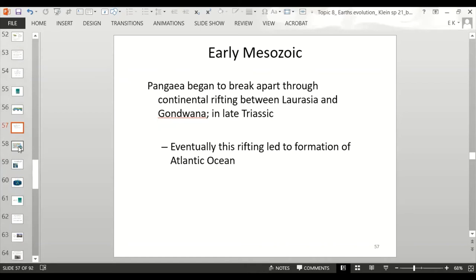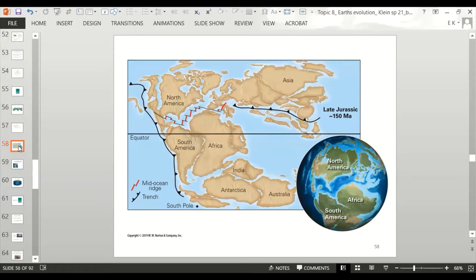So you can see here, this is a representation of where the continents were during the late Jurassic, which is about 150 million years ago. So you can see a mid-ocean ridge has developed between Africa and North America. And as we know today from the plate tectonics chapter, that is a well-established mid-ocean ridge called the Mid-Atlantic Ridge.